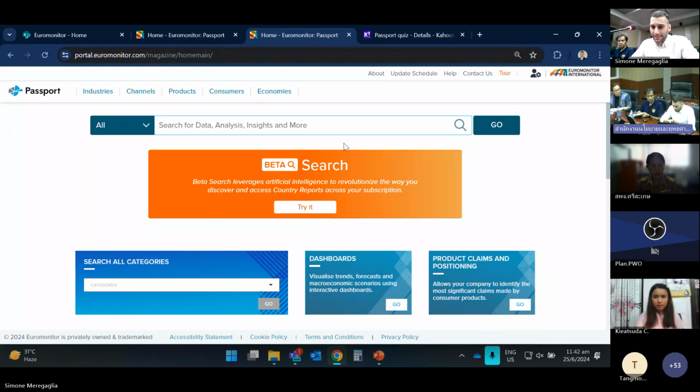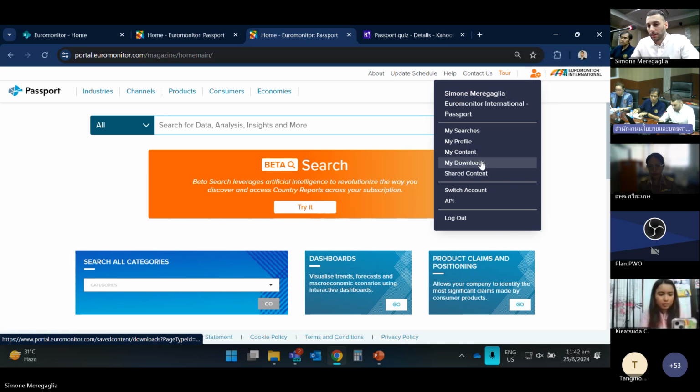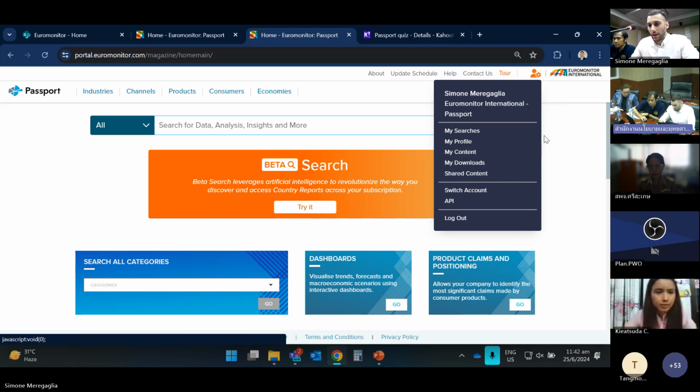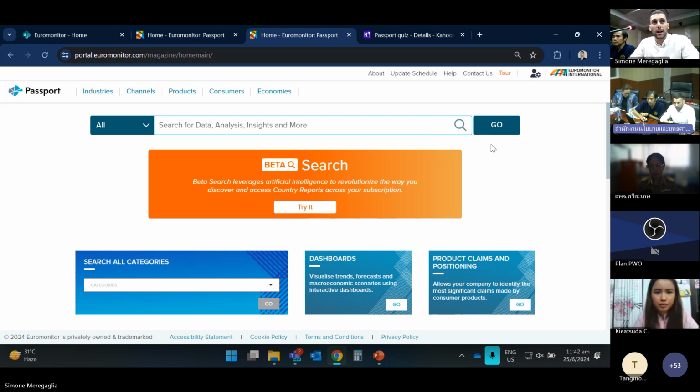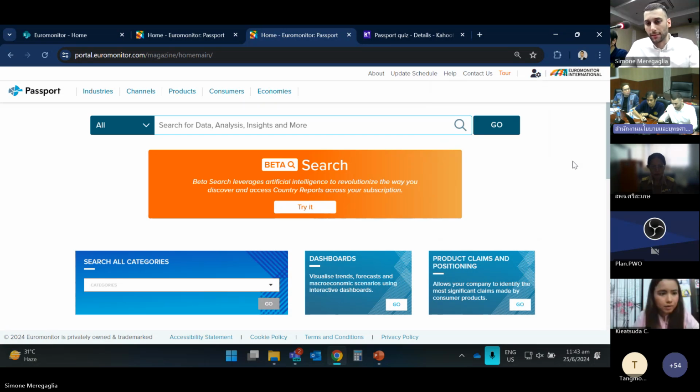Before I go into all the details of the database, I also want to show you some things from the home page that are relevant to you. Number one, from the top right, you will see the icon of a user. You can click on it and you will actually be able to see what you have downloaded, what you have saved as a content. So every time that you download something, it will be saved there. So if next time you want to find it again, you can do that just by clicking onto the icon and then going to My Download. So you don't need to search for it again.